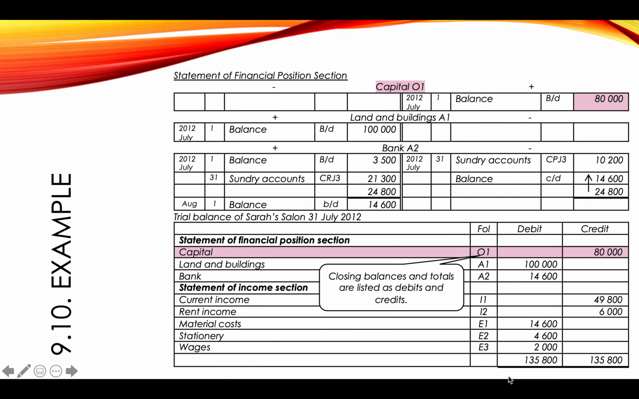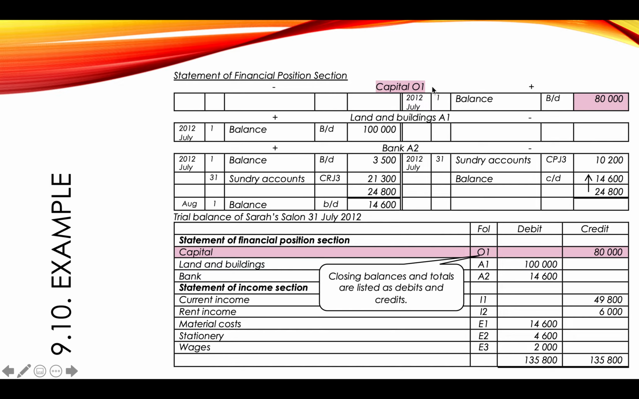So if we have a look at example 9.10, going back to exactly the same exercise we've been following all the way through, all we're going to do is put our closing balances from the general ledger into a trial balance that's going to look like this. We have a little heading, trial balance of Sarah's Salon with the date, and then we show the sections in the general ledger. We generally separate these so that it's easier to prepare your financial statements later on. And you're going to show the name of the account, your folio reference. As always, we want to use folio references to see where we got the information from, and then the balance in the account as a debit or credit.